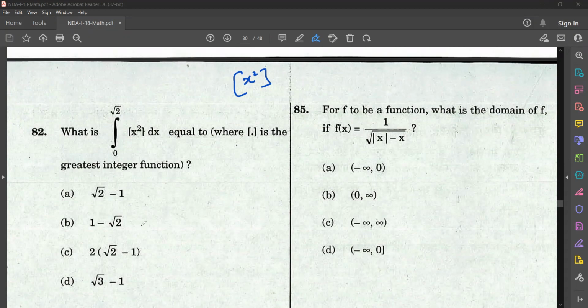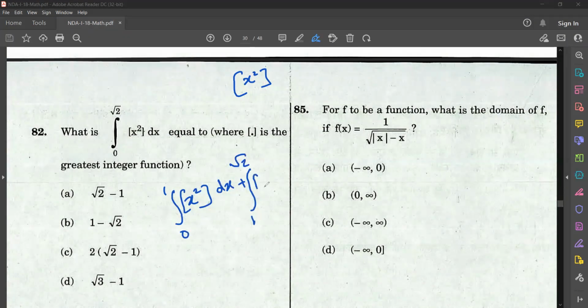That is within the greatest integer function. So what I'm going to do is split this integration into two: the integral from 0 to 1 of [x square] dx, plus the integral from 1 to root 2 of [x square] dx, with x square in the greatest integer function.